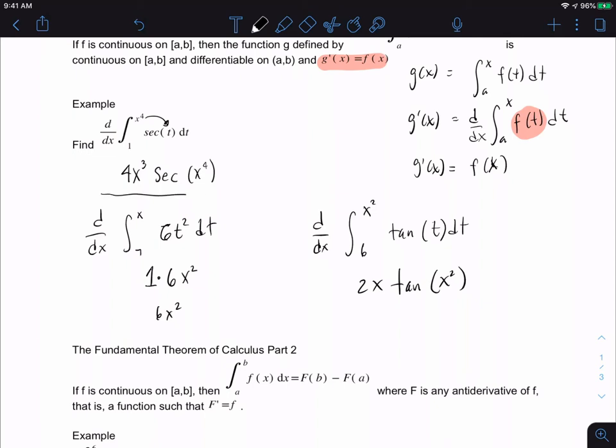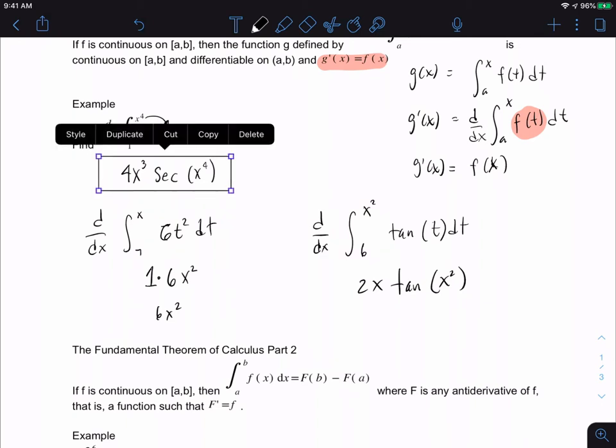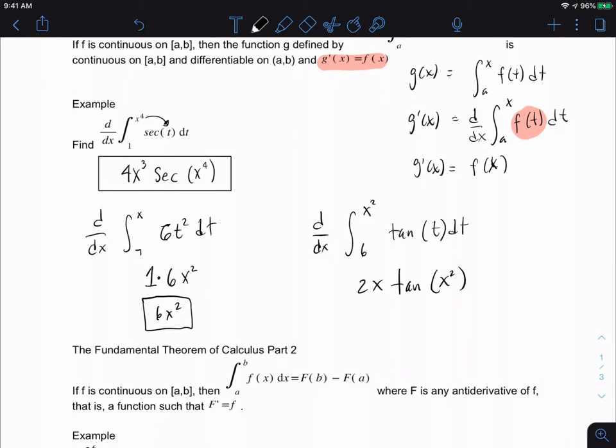So for this first one, this was the answer. For this one, that was the answer, and then for this one, that was the answer. Does that make sense? You guys feel like that's not too bad?